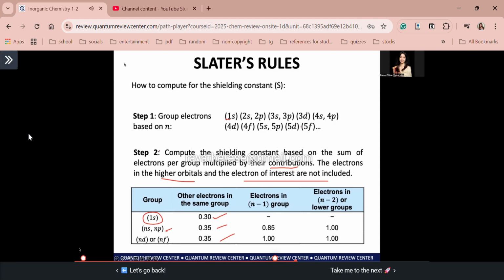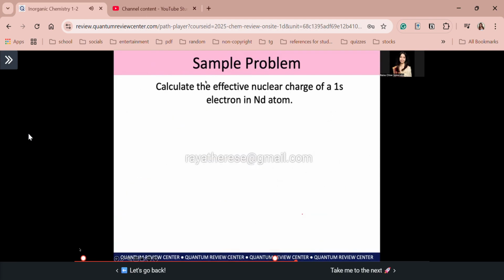Okay? So don't worry kasi isa-isahin na natin sa ating sample problems. So first sample problem, calculate the effective nuclear charge of a 1s electron in neodymium atom. First, we determine the atomic number of neodymium, which is equal to 60. Usually guys, yung step 1 dito, hanapin talaga natin yung full electron configuration. Pero since 1s lang naman yung hinahanap, yung electron of interest, hindi natin kailangan yung other electrons outside of the electron of interest. Tandaan nyo guys, yung kailangan nyo lang for the shielding constant is yung other electrons na sa same group ng electron of interest and other electrons na mas malapit sa nucleus. Gets ba guys? That's why, for step 1, 1s2 lang yung nakalagay. Again, walang effect sa shielding constant yung electrons outside of the electron of interest.